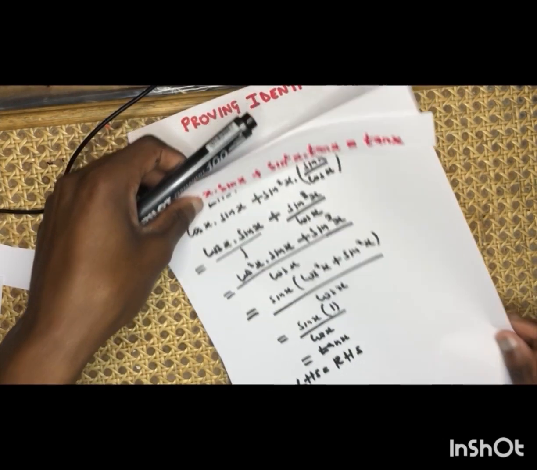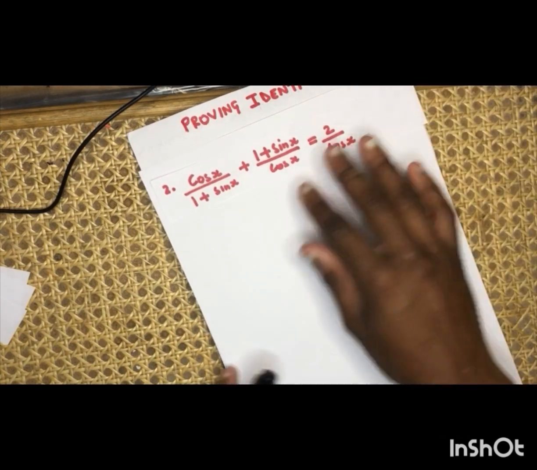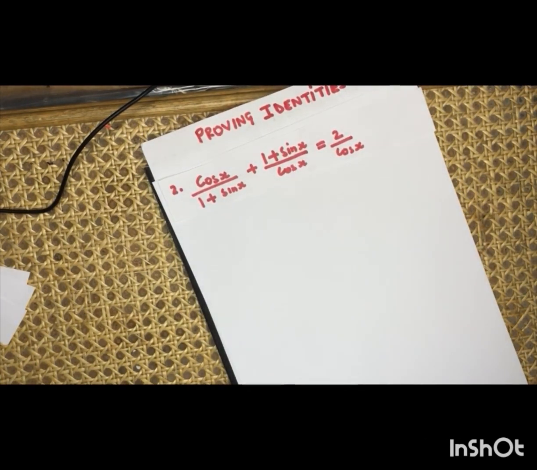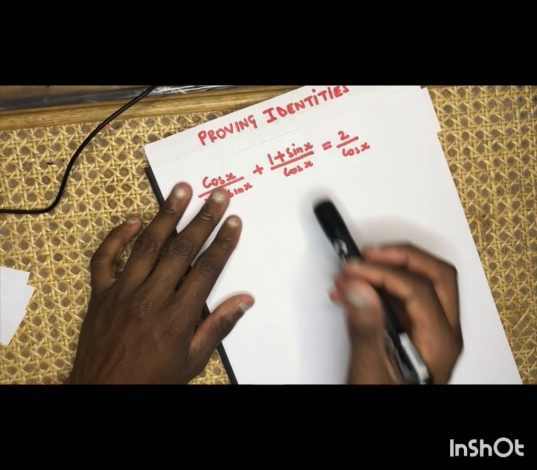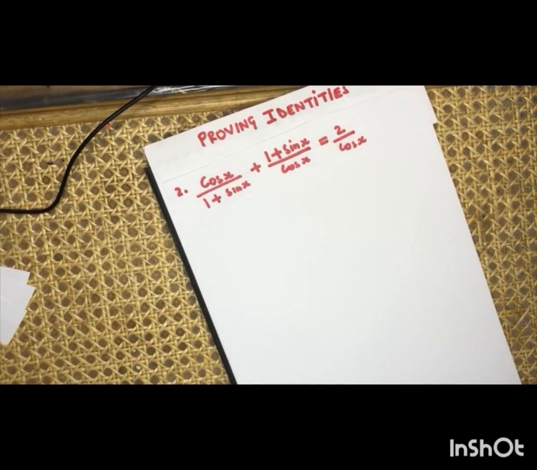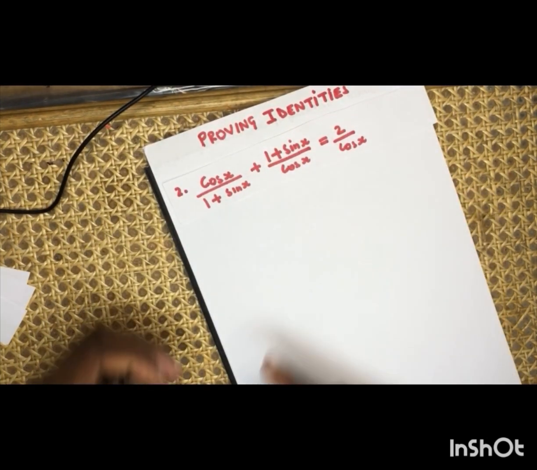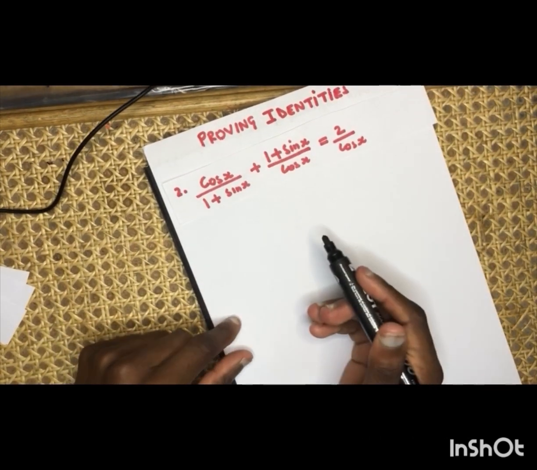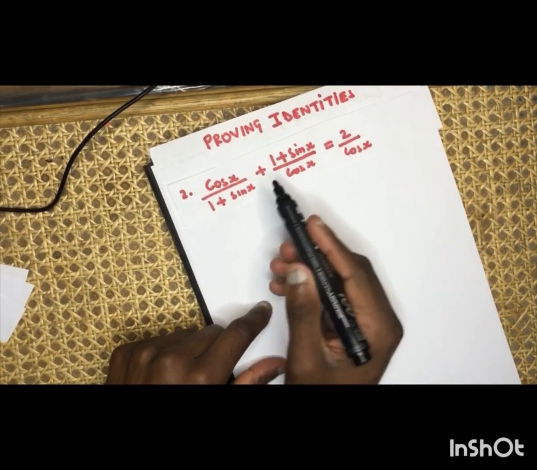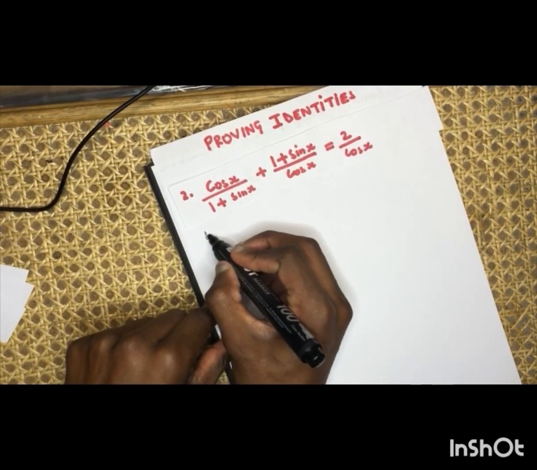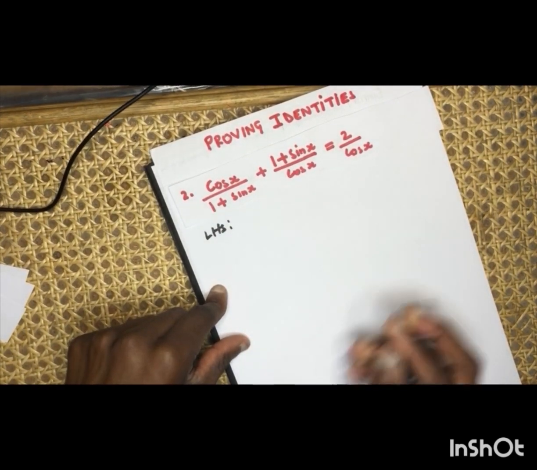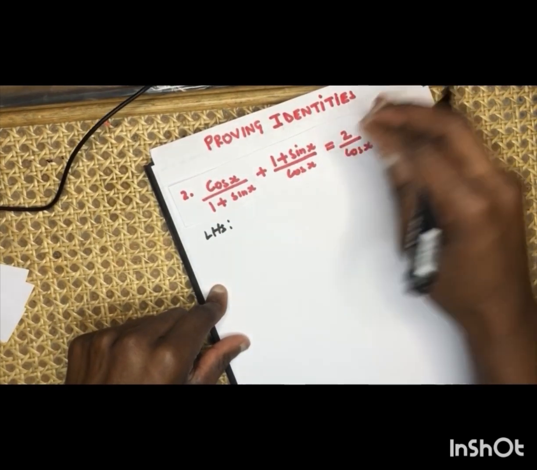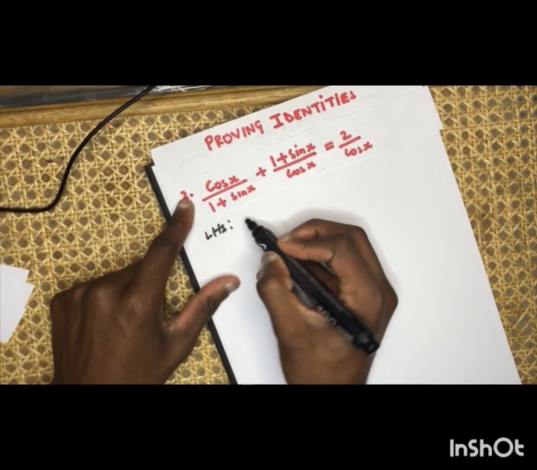And then we take number 2. We are proving cos x over 1 plus sin x plus 1 plus sin x over cos x is equal to 2 over cos x. So now guys, which side do we need to take? Oh yes, that's good. We're going to take the left hand side. Because the right hand side is simplified, there's no way that we can move there. So I'm going to take the left hand side.